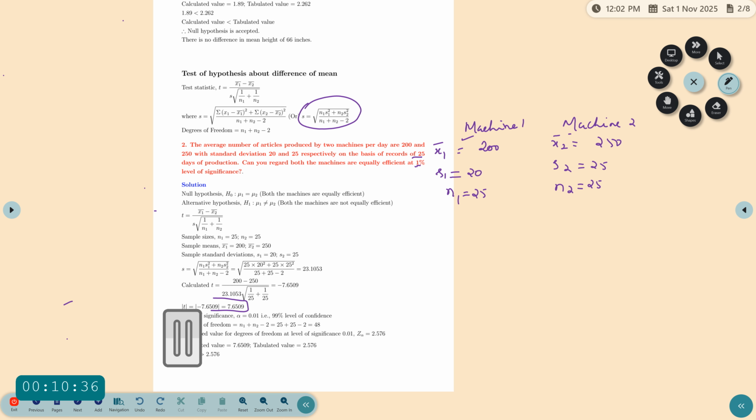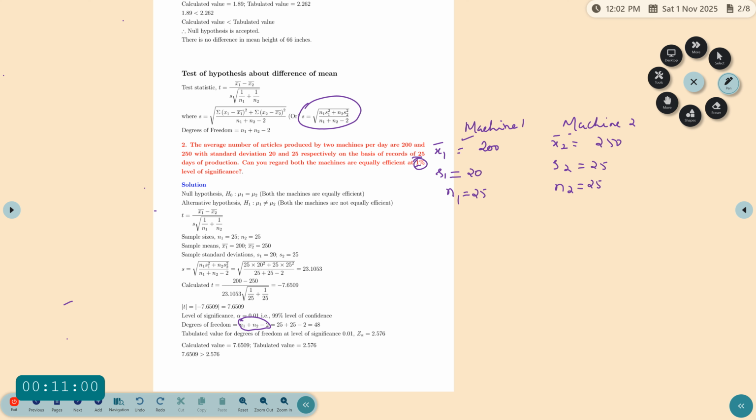So here, what is the level of significance? Level of significance is given as 1% in the problem. So this is 0.01 or 1% level of significance. 1% level of significance means 99% level of confidence. That much it is reliable. And the relation to find degrees of freedom is n1 plus n2 minus 2.